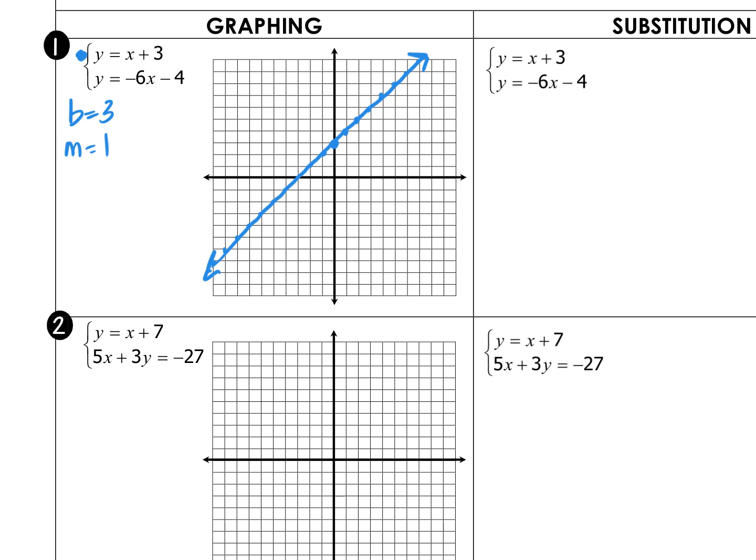Okay, now let's look at the bottom one. Did you get that line graphed? Okay, so let's look at the bottom one. What is the y-intercept? And what is the slope? -6/1. So I'm going to go to -4. Then I'm going to go down 6, right 1. I run out of space, so I can change that by going up 6, left 1. And I'll get the same line.